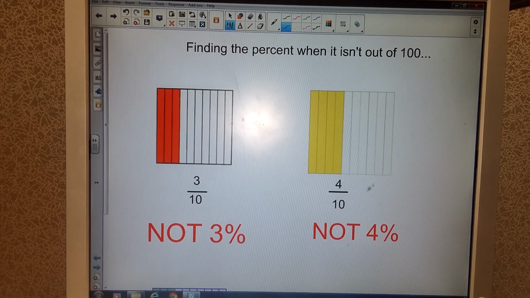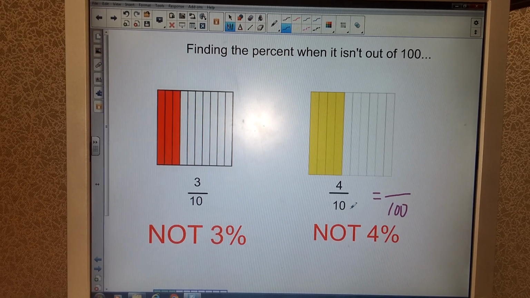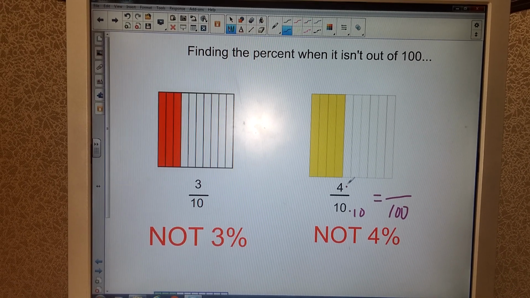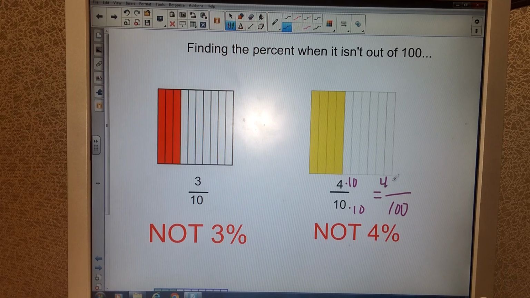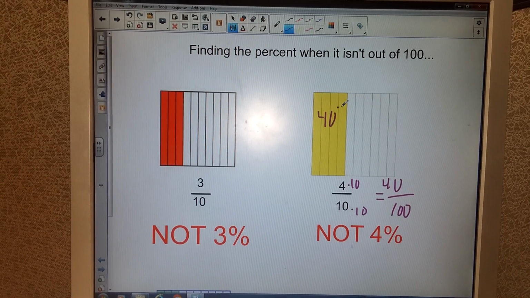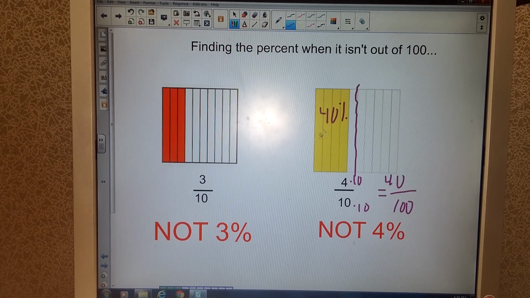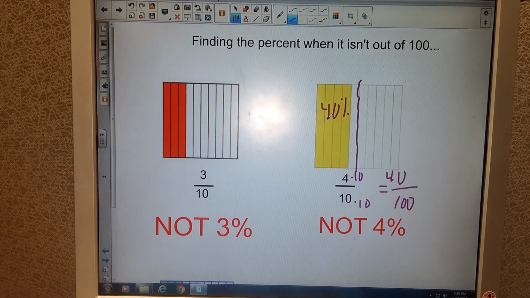In order to determine a percent, you must make it out of 100. So 10 times 10 is 100, 4 times 10 is 40, which means that 40% of this is shaded. That's a much more reasonable estimate. If half of this thing is shaded, that's 50%. Nearly half is shaded, 40%.